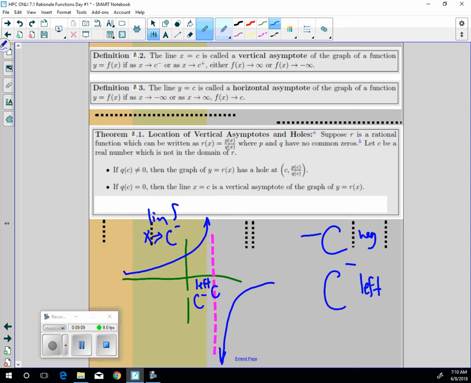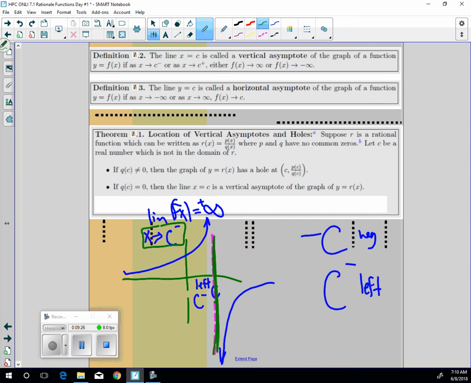And then you would say the same thing, f of x, and what is it doing? Well, it's going to positive infinity. So we have the same thing. X is approaching c. Here's my x value c. From the left, it has a little minus sign there, and it's going up, up, up, up.